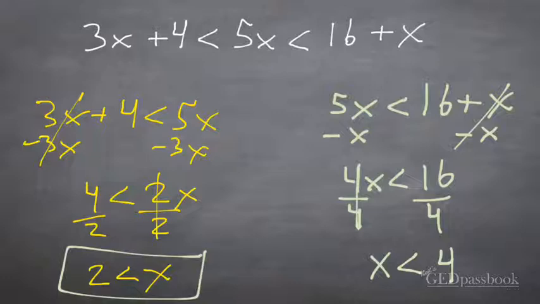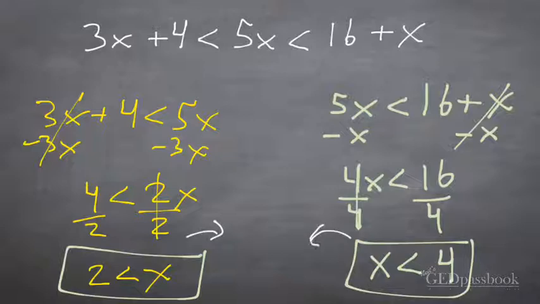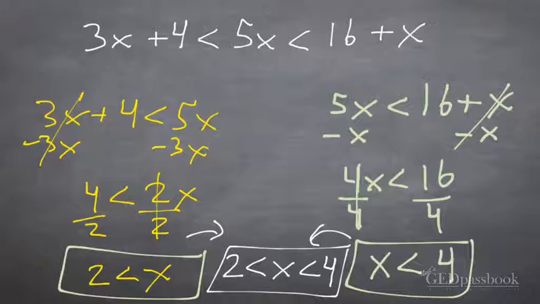So now we have these two problems, right? Now you just link them. Unite them. Overlap the x's. This one goes there, that one goes there, and all you get is 2 is less than x, but x is less than 4. That's my final answer right there. Did you see that? 2 is less than x, but x is less than 4.